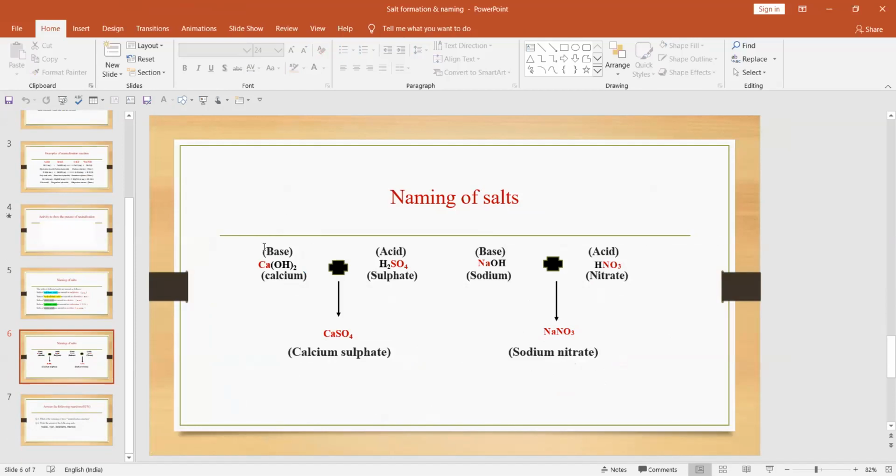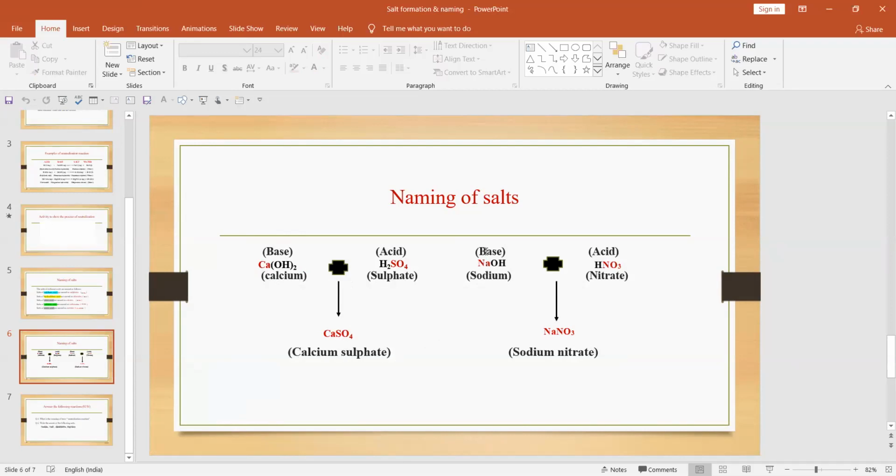Let us take the first example, formation of a salt. When calcium hydroxide, which is a base, reacts with an acid, sulfuric acid, we get another compound, calcium sulfate. How is this calcium sulfate formed? From the base we take only the metallic part, that is Ca, calcium. From the acid we take only the part which is different from hydrogen, so sulfate. It becomes calcium sulfate.